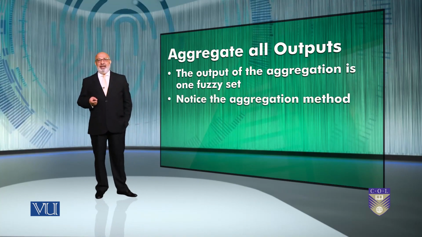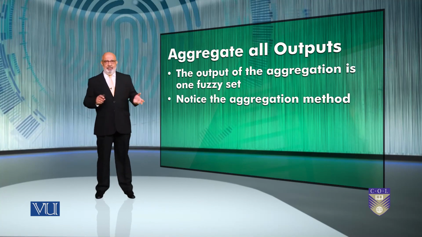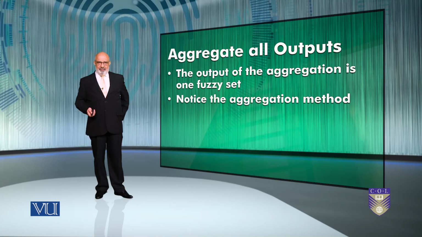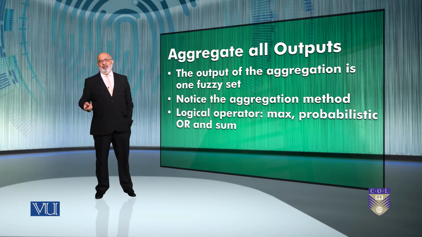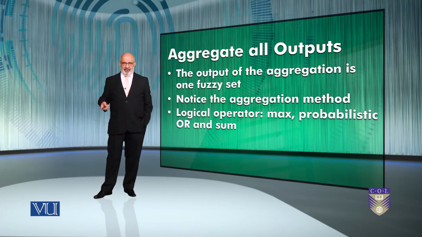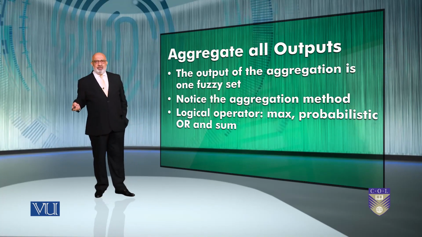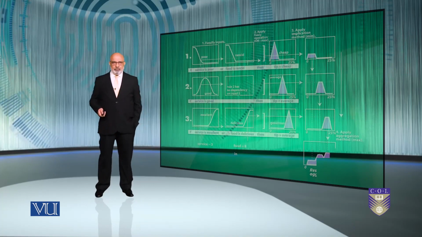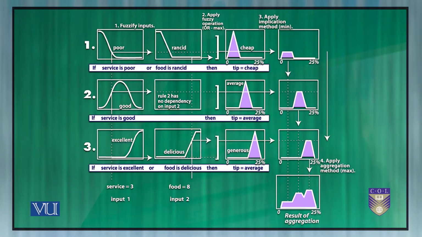If the aggregation method is commutative, it doesn't matter which sequence of rules we apply, so that becomes irrelevant. And by the way, any logical operator can be used to perform the aggregation: max, probabilistic, or sum of each of the outputs, and so forth. In the diagram, all three rules have been placed together to show how the output of each rule is combined, or aggregated, into a single fuzzy set, whose membership function assigns a weightage for every tip value.